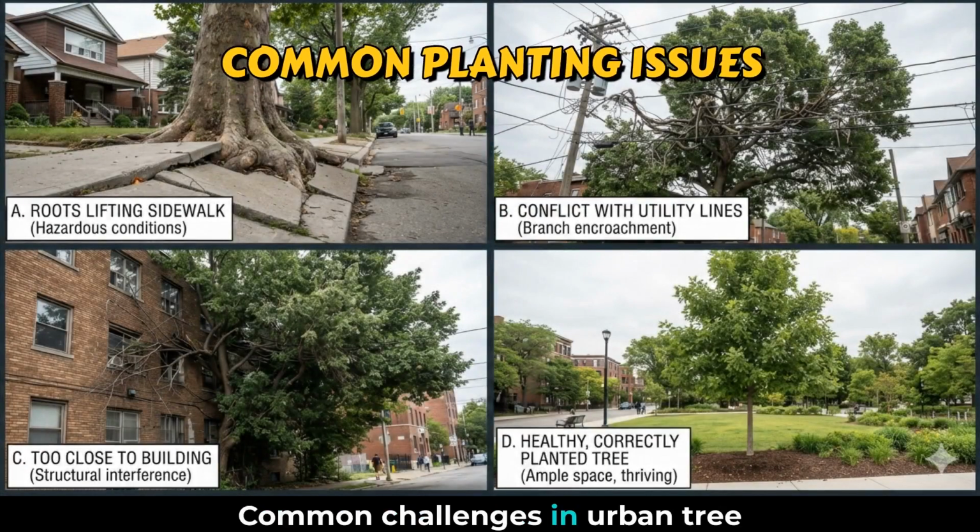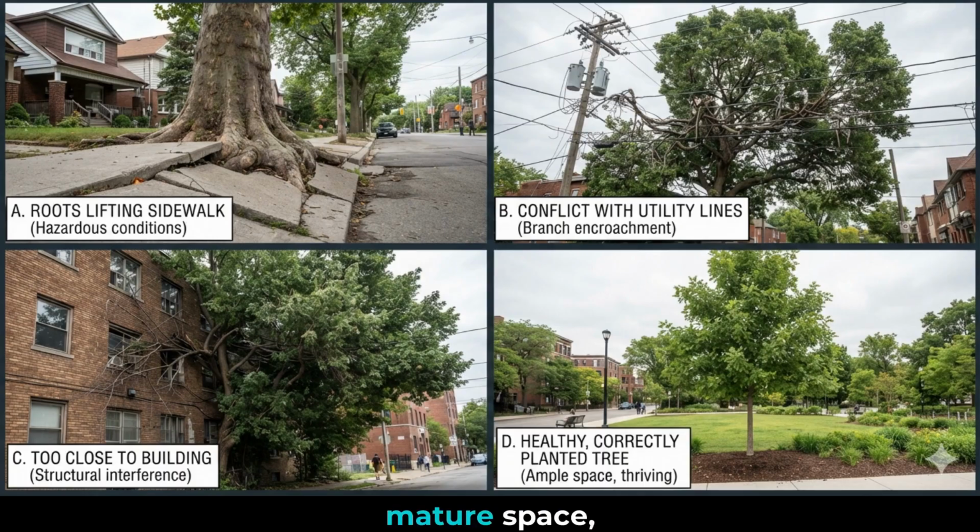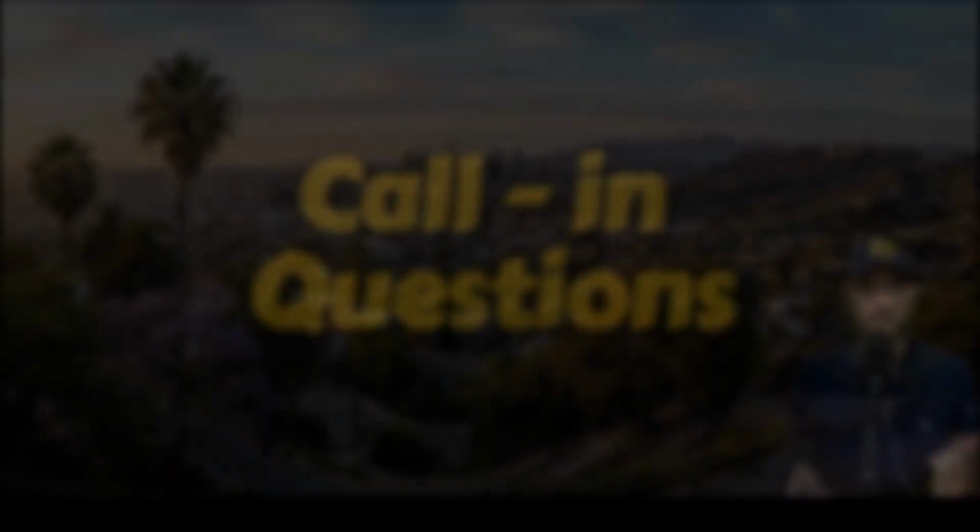Common challenges in urban tree establishment include selecting species that exceed available mature space, limited rooting volume, mismatched water requirements, and lack of long-term planning for growth. When these factors are not considered at planting, the likelihood of future maintenance conflicts and structural issues increases significantly.